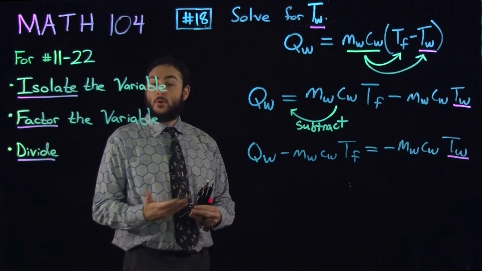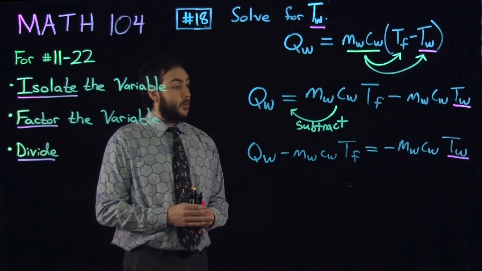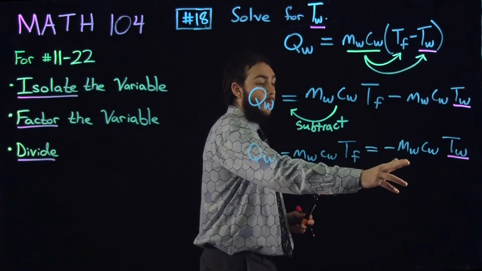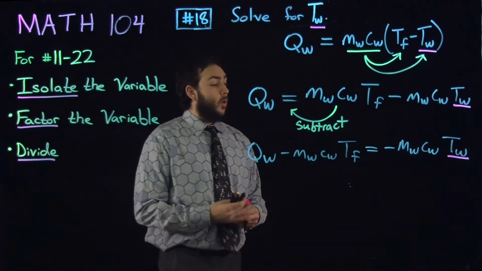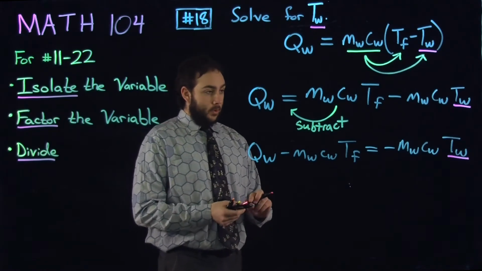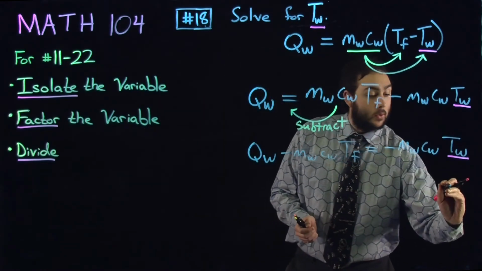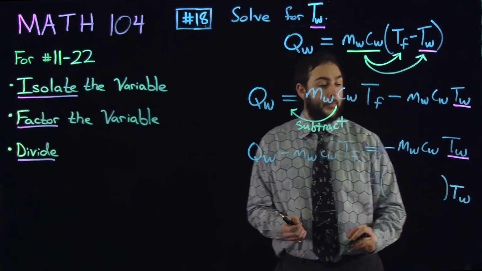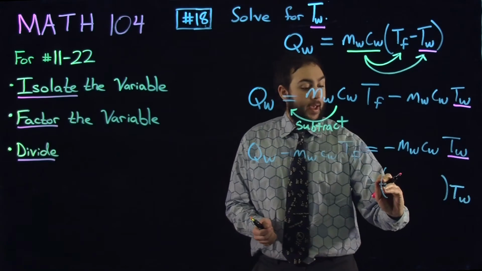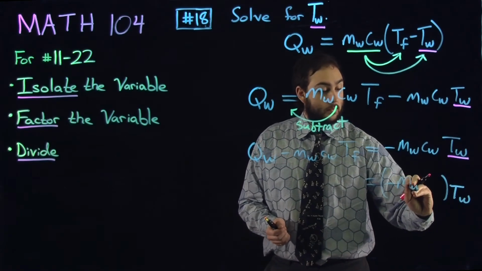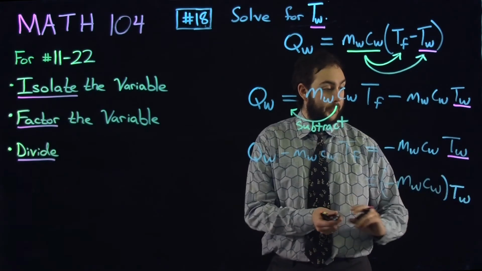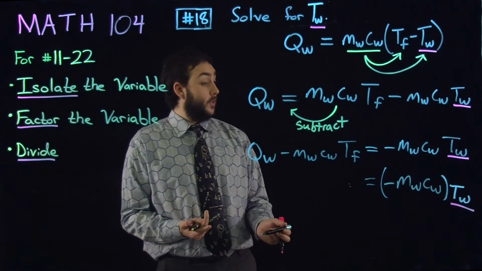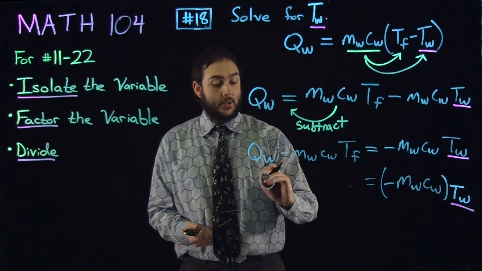Next, we're going to factor the variable. So in this product of four terms here, negative m sub w, c sub w, t sub w, we're going to factor out the t sub w that we want. So what that looks like is everything else, just factor it out like so. And since our t sub w is isolated, the left-hand side does not change at all.